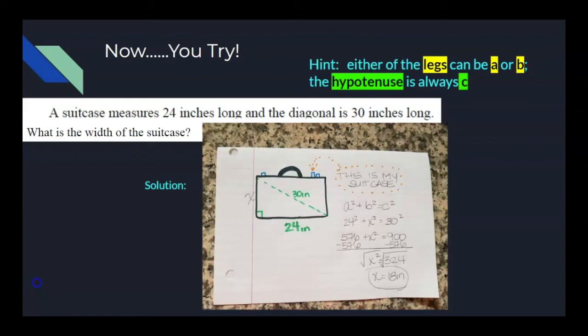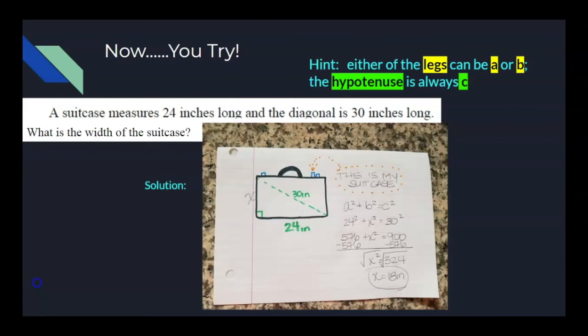Notice in my diagram, I drew a suitcase. I labeled the length 24, the width is x, and the diagonal is 30 inches. After I attached those numbers to the proper sides, I wrote my formula, a squared plus b squared equals c squared. I plugged in those numbers. Remember that 24 is a leg and can be either a or b. 30 is the hypotenuse, and so therefore it must be C.